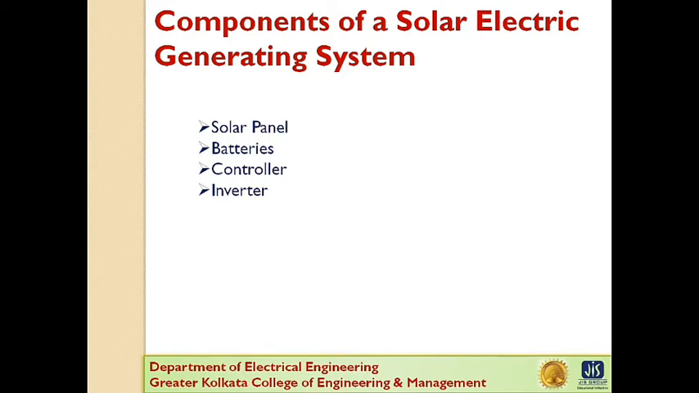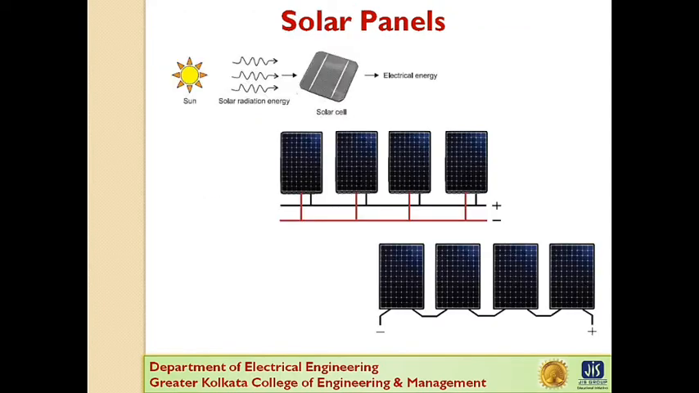So the first component is the solar panel, then batteries, then the controller, and last the inverter. First is the solar panel. The main part of a solar electric system is the solar panel. There are various types of solar panels available in the market. Solar panels are also known as photovoltaic solar panels. A solar panel or solar module is basically an array of series parallel combination of solar cells. The potential difference developed across a solar cell is about 0.5 volt, and hence the desired number of such cells have to be connected in series to achieve 14 to 18 volt to charge a battery of 12 volt.